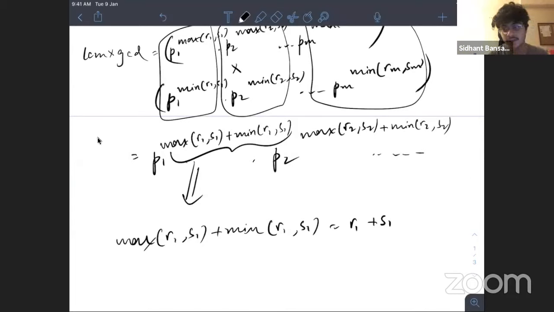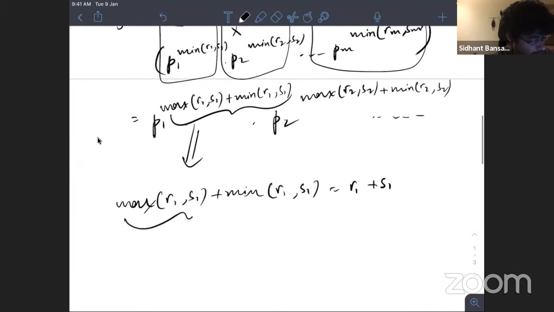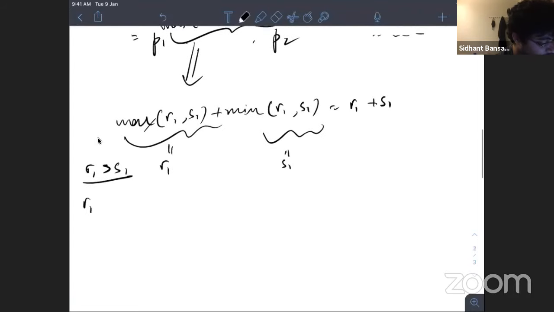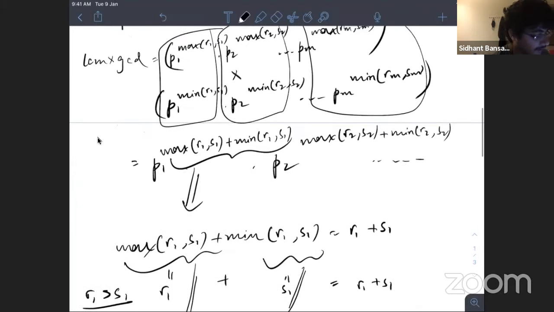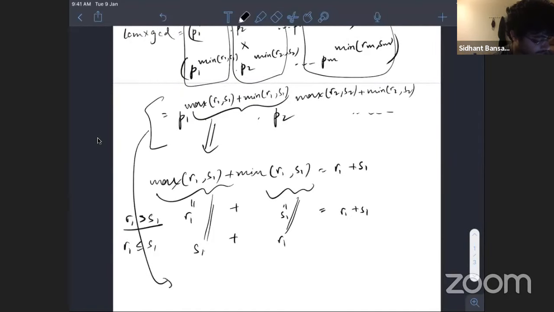Because, like, let's say R1 is bigger, then this thing will come out to be R1, and this thing will come out to be S1 if R1 is bigger than S1. And if R1 is less than S1 or equal to S1, then this thing will come out to be S1, and this thing will come out to be R1. Either way, the addition will be R1 plus S1. So you can simplify this expression as P1 to R1 plus S1 times P2 to R2 plus S2, so on till PM RM plus SM.